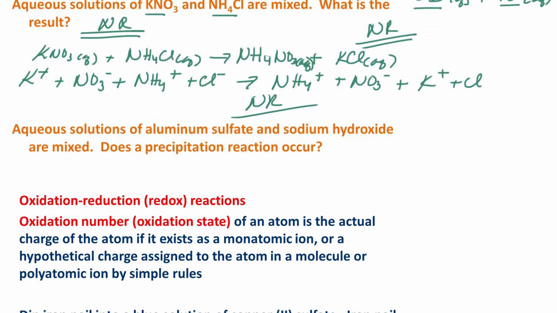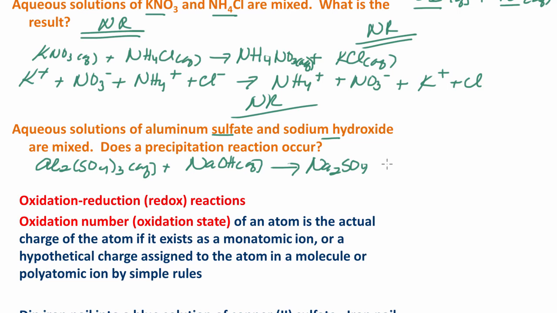Let's see what happens when we mix aluminum sulfate and sodium hydroxide. So we'll write the overall equation. Aluminum sulfate plus sodium hydroxide. We know both are soluble, so we write them as aqueous. And again, we'll just switch cations. So we'll put the sodium with the sulfate plus aluminum goes with the hydroxide. You have to make sure you write the correct formulas.